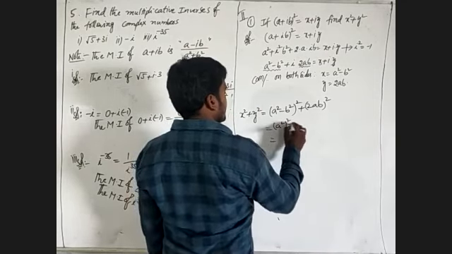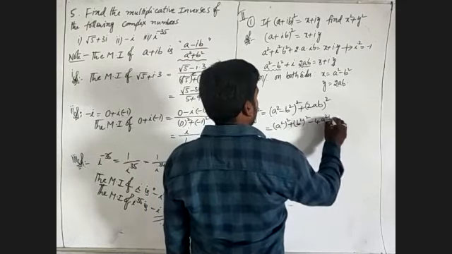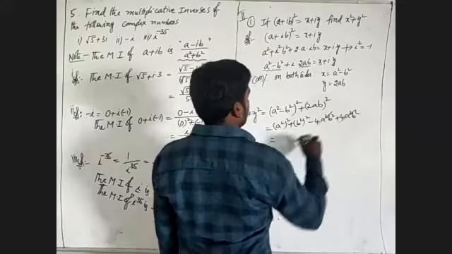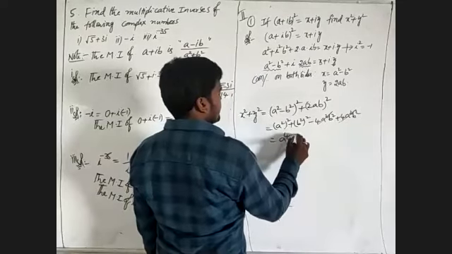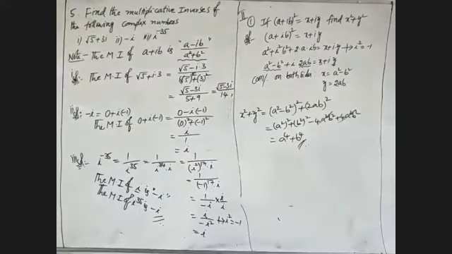(a square)² + (b square)² minus 4a square b square plus 4a square b square, we will write. Remaining is a power 4 plus b power 4. This is the given value.